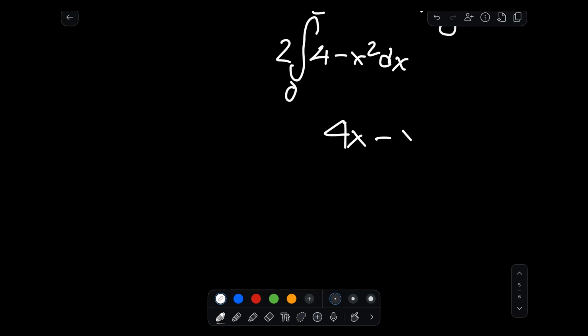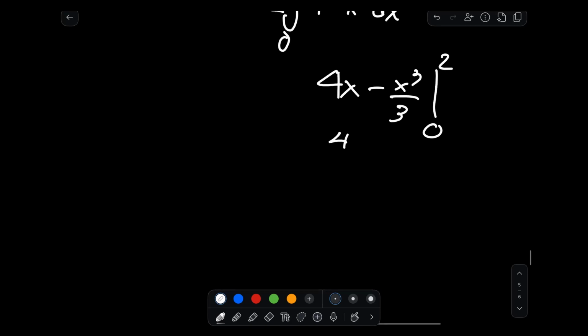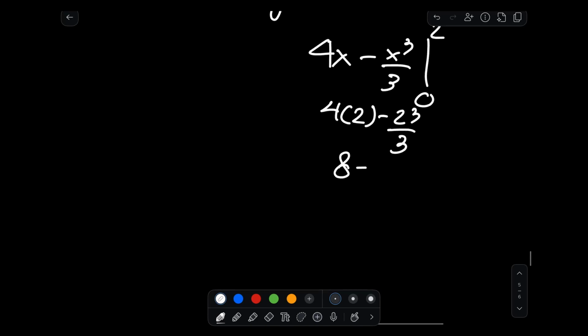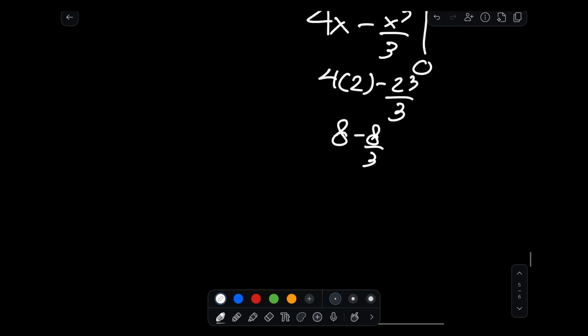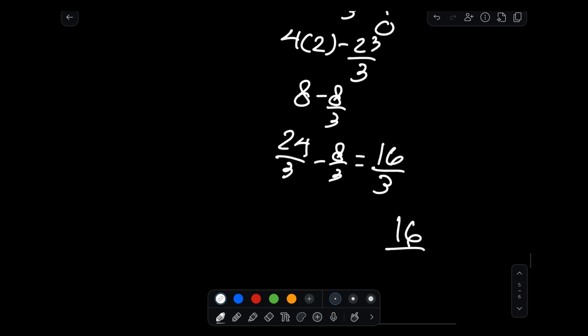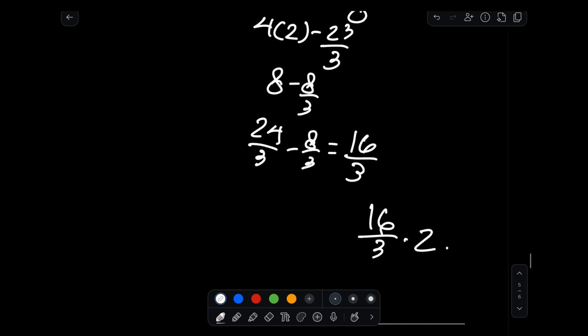And then we can do the reverse integration right here. We get 0 to 2. We get 4 times 2 minus 2 cubed over 3. We get 8 minus 8/3, which is going to be 24 over 3 minus 8 over 3, which is 16 over 3. And then we can get our final result of 16 over 3 times 2 equals 32 over 3.